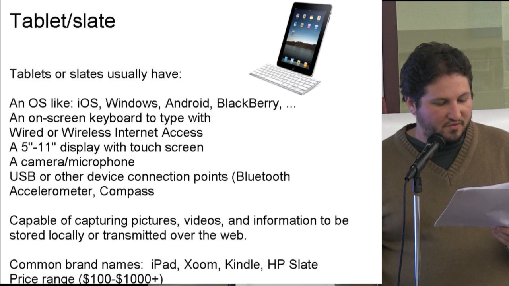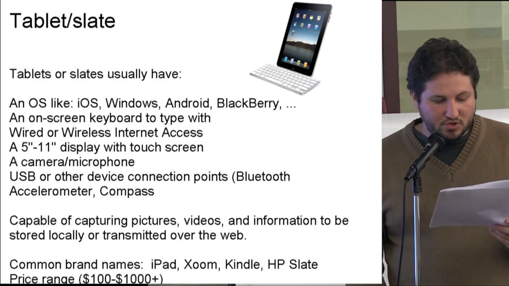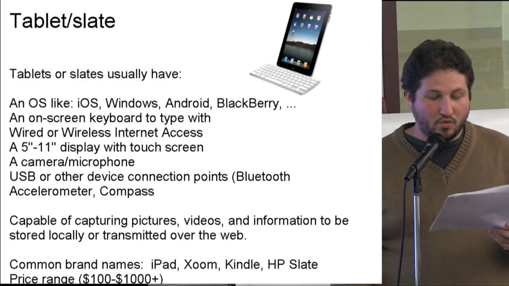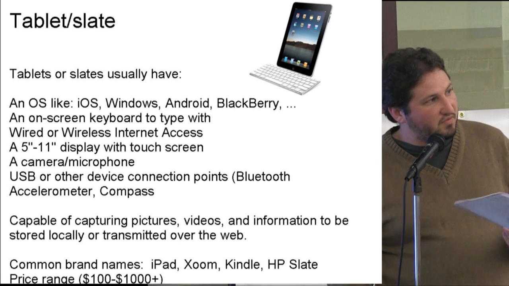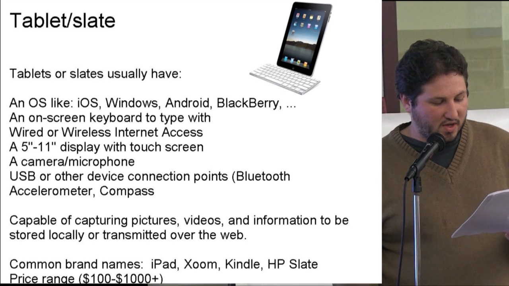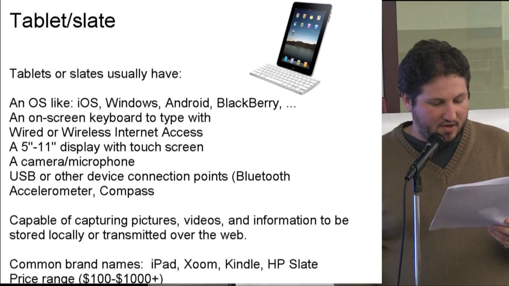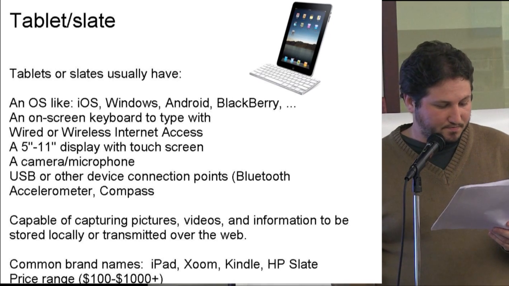Those have a 5-inch to 11-inch display with a touchscreen, and usually a camera or microphone. Many have a USB or Bluetooth way of connecting to other devices. Some even have what's called an accelerometer or a compass, so there's proliferation there as well. And some of them are even going to include near-field communication devices.